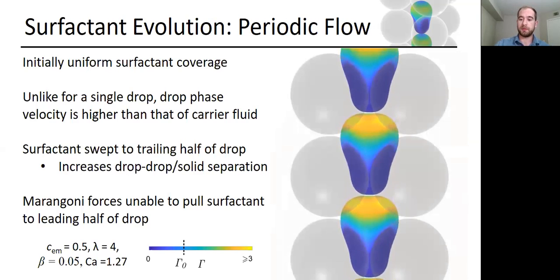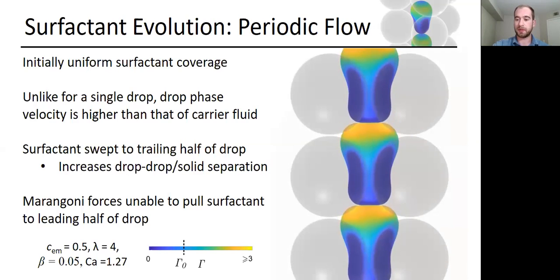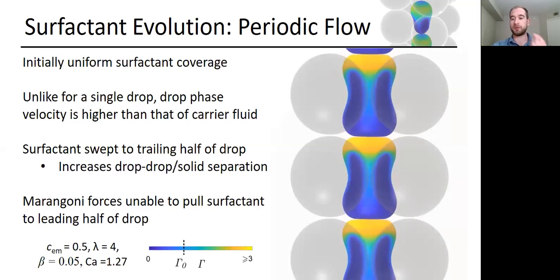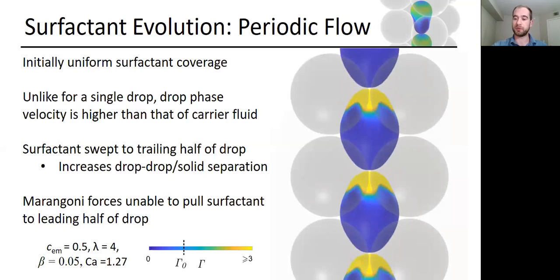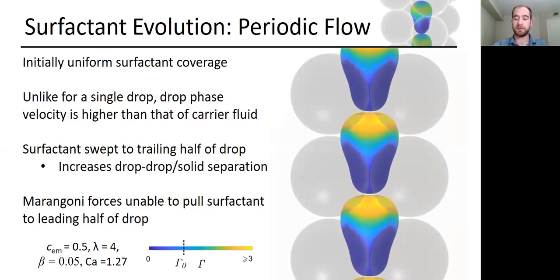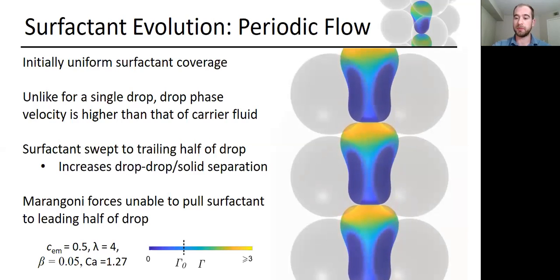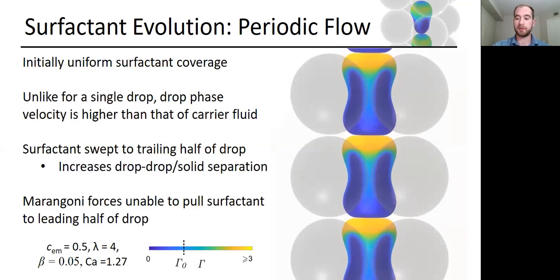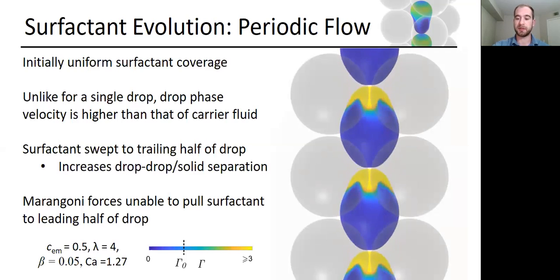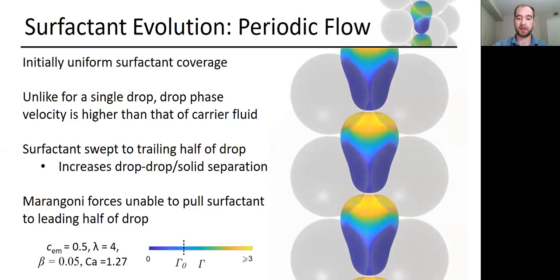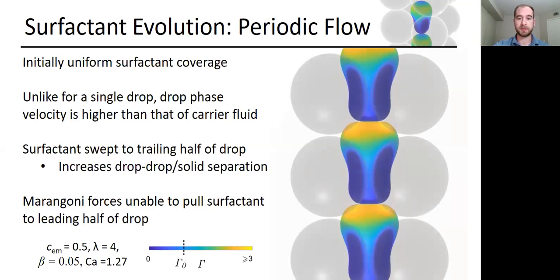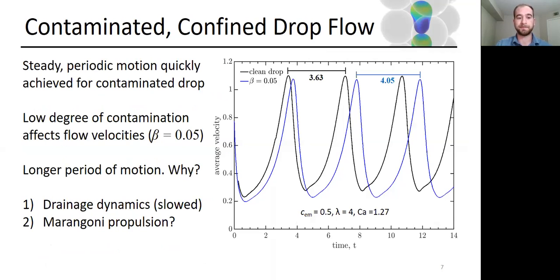So during several of these stages, you can see Marangoni stresses are trying to pull the surfactant more toward the first half of the leading tip of the drop, but are unable to completely do so. And for the entirety of this regular periodic squeezing process, the surfactant stays toward the back, and we'll talk about how that affects the overall squeezing.